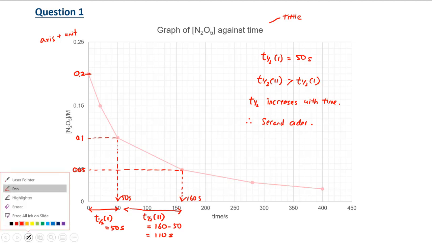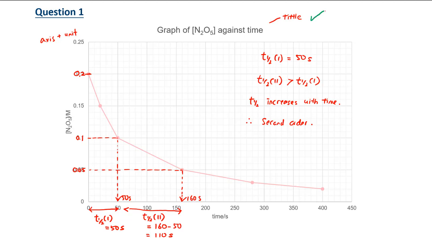So we double check again. You must contain a title, that will give you 1 mark. If both axes and units are correct, you get 1 mark for axes and unit. If you get a smooth curve, you get 1 mark for the curve. When you label your first and second half-life with the dotted line, that gets you 1 mark. And when you label it at the bottom over here, you get 1 mark as well.